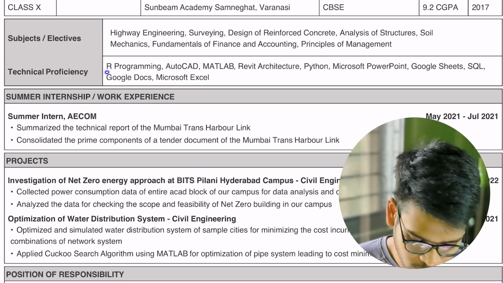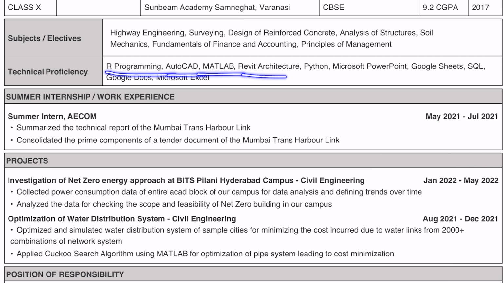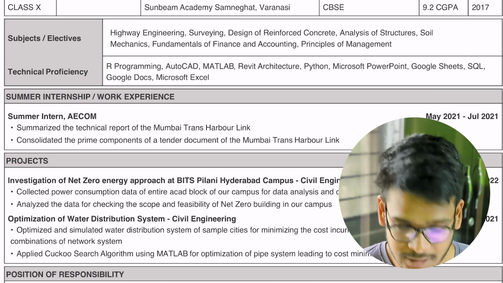So I've added R programming, AutoCAD, MATLAB, Revit Architecture. These four are completely civil related. Then some extra are Python, Microsoft PowerPoint, Google Sheets, SQL, Google Docs, and Microsoft Excel. So these are the tools that you can put in the technical proficiency part.